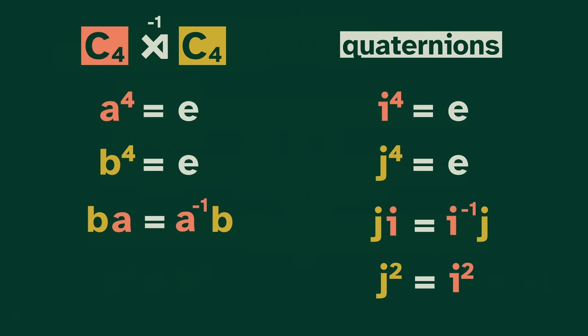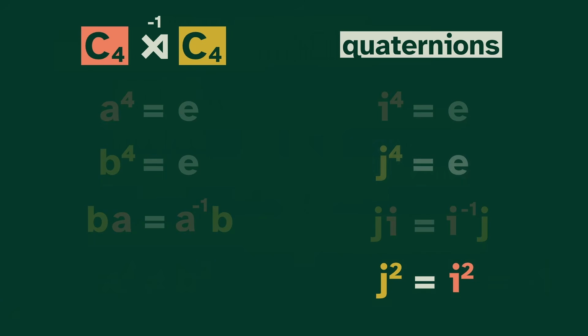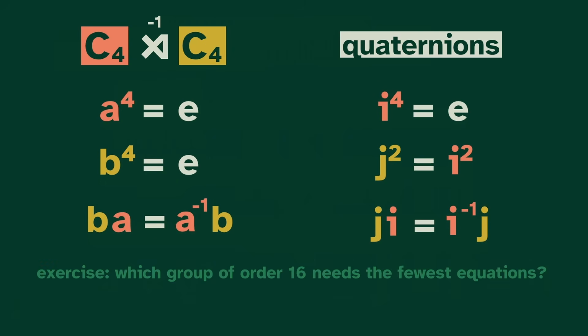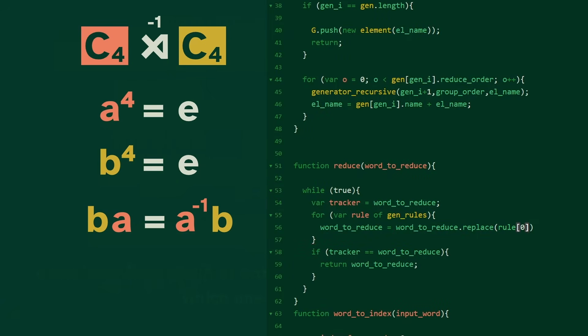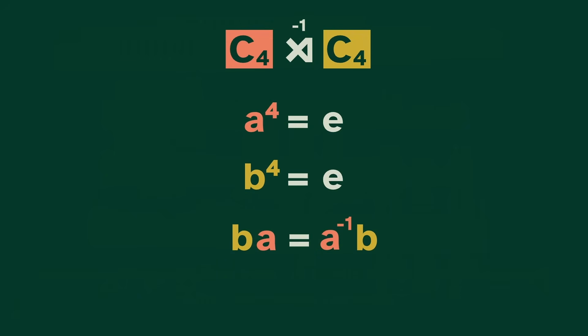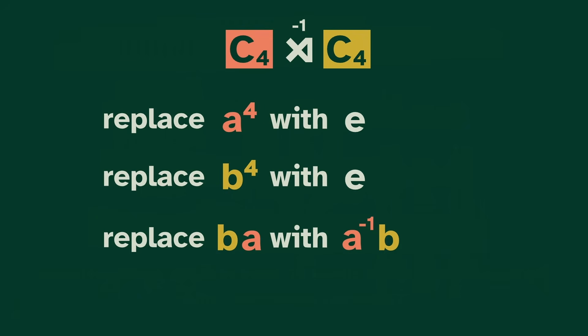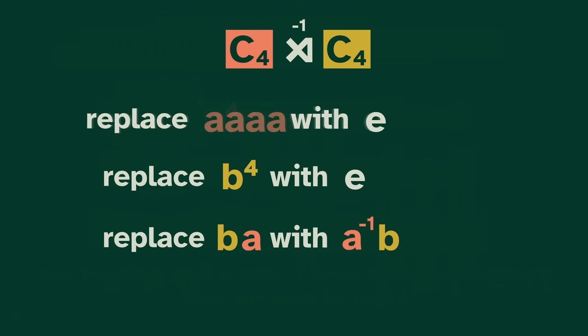And so, in a sense, C4 semi-times C4 is more concise than the quaternions. We need fewer equations to describe... Doesn't that bottom equation replace the second one? Oh, yeah, it does. So in a sense, these groups are equally concise. Yeah? And these definitions using equations are really useful, particularly with computers. It's what I do when writing code to make the diagrams and tables.